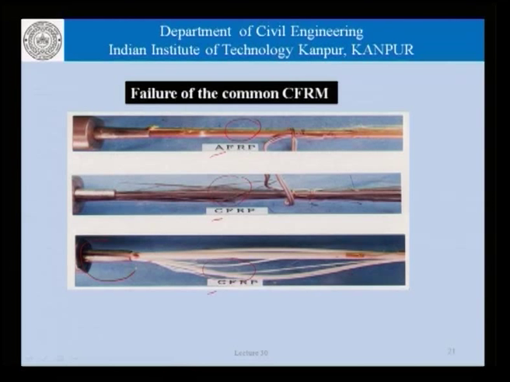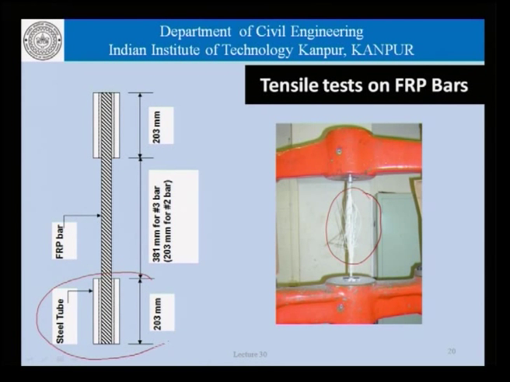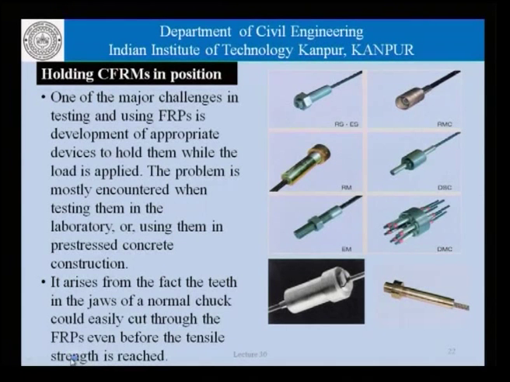One thing I would like to point out when testing CFRM is the role of these anchors at the end of the specimens, this part here. The region that goes into the machine where the FRP sample is held and the load is applied. One of the major challenges in testing and using FRPs is the development of appropriate devices to hold them in position while the load is applied.